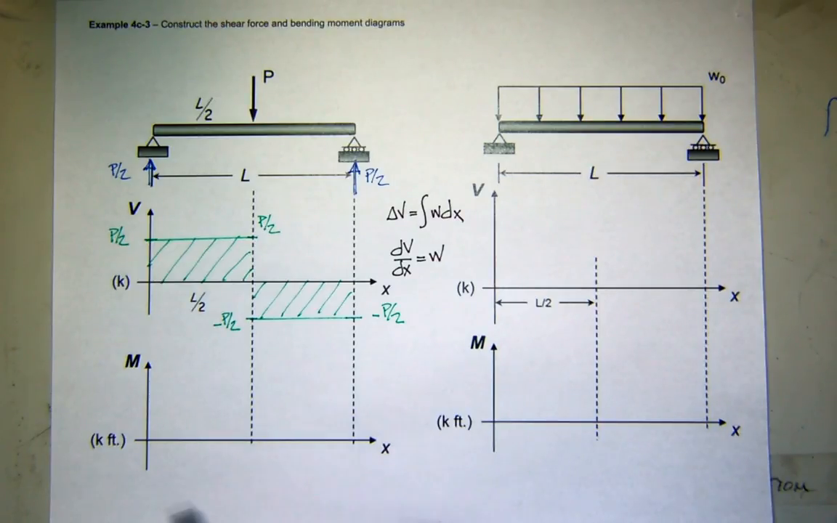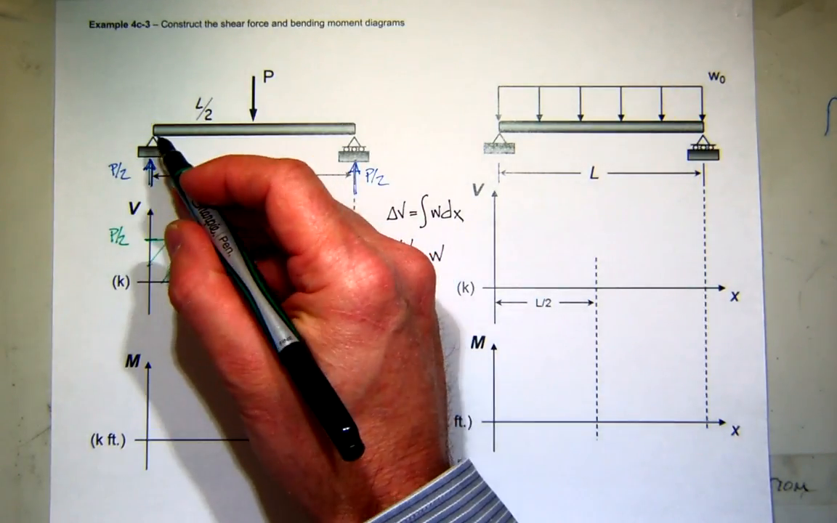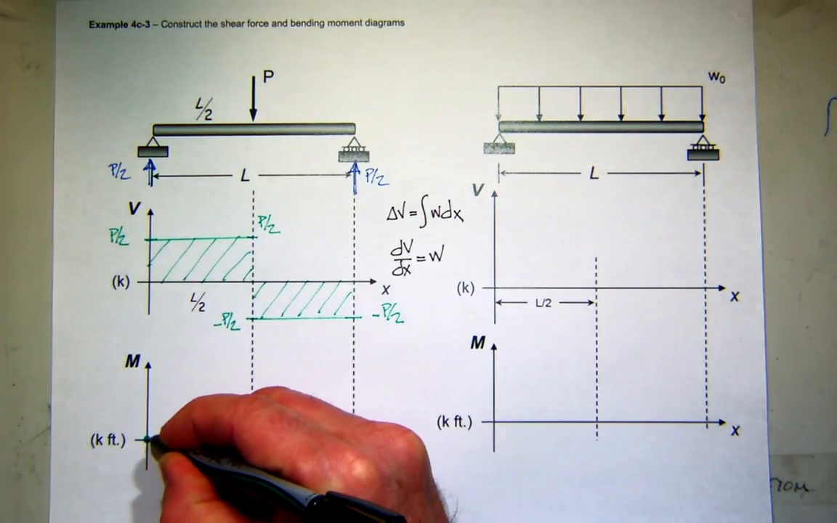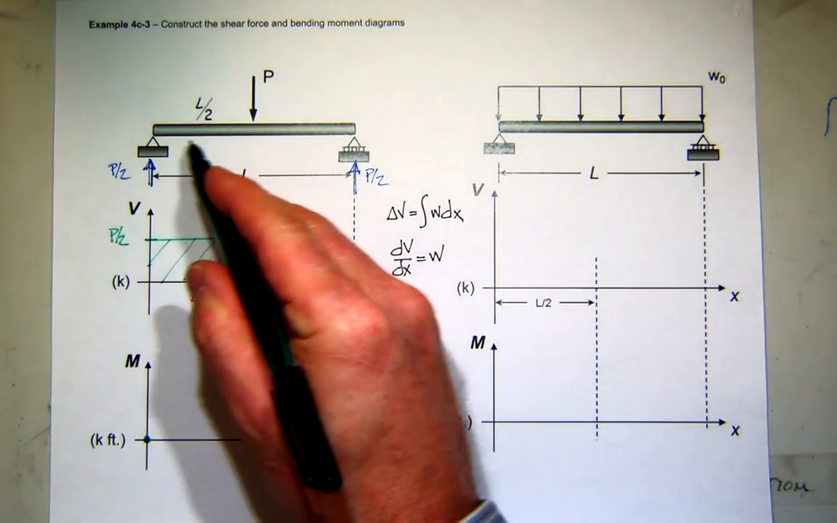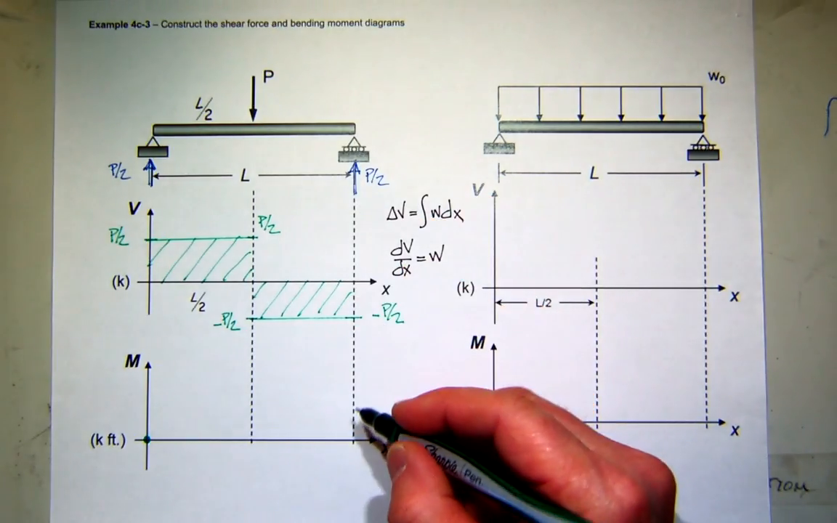Well, let's do the moment. So let's start the moment. What do I know about the moment? Let's go up here and look at the moment. What's the moment at this external pin? 0. What's the moment at this roller on the right hand side? 0.